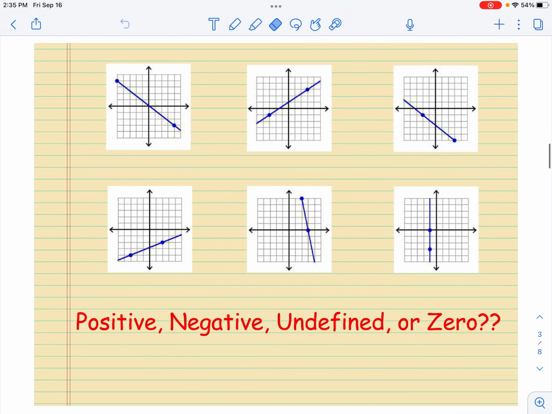Okay, so just a quick look at labeling these, which ones are positive, negative, undefined, or 0. So first one, it is going down as we go left to right, so this is negative.